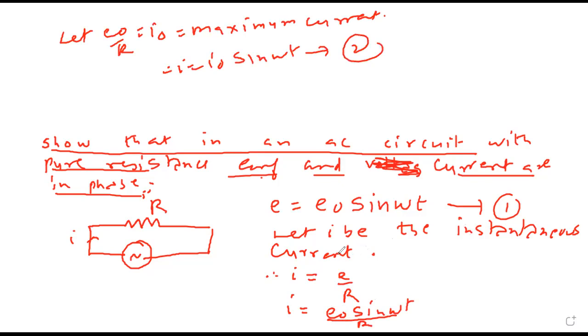Now, can you see equation 1? Left hand side is E, equation 2 is I. They are called instantaneous. Maximum, maximum. Sine, sine. Same angles. What is the phase difference? 0. So I will write the conclusion. From 1 and 2 we can say that the phase difference between current and voltage in an AC circuit with pure resistance is 0, or they are in phase with each other.